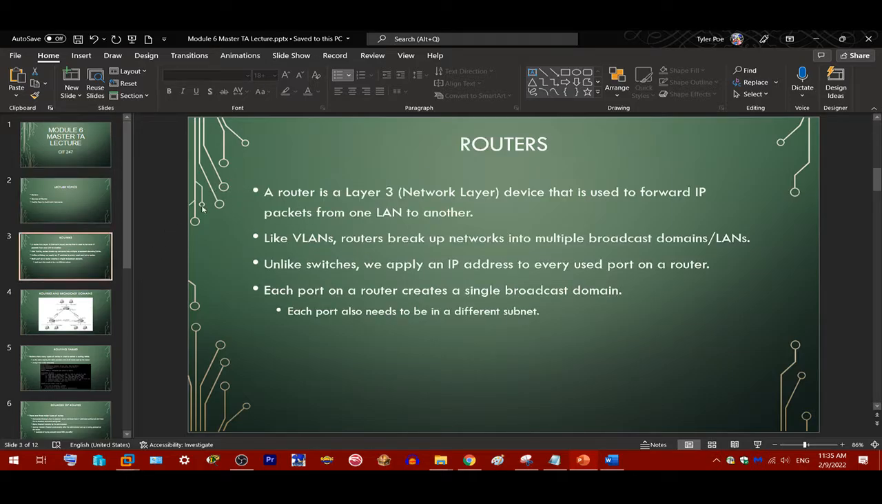So let's go over some general facts on routers. A router is a layer 3 or network layer device that is used to forward IP packets from one LAN to another. Now, this is unlike switches, or at least single layer switches, which are confined to forwarding traffic between devices that are in the same LAN. A single layer switch cannot forward packets to devices in different LANs. In order to do that, you need routers or layer 3 switches.